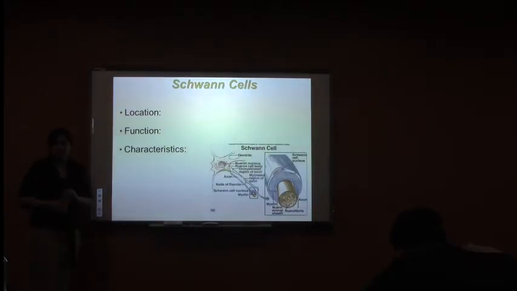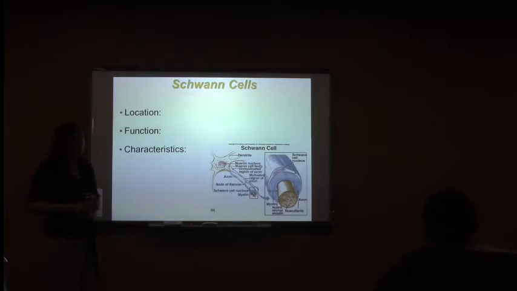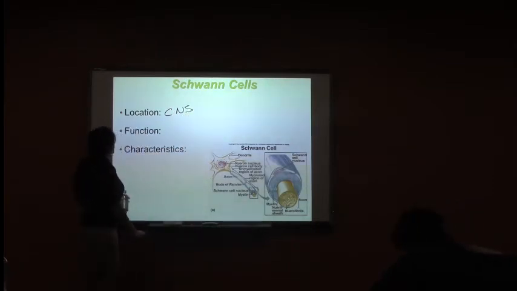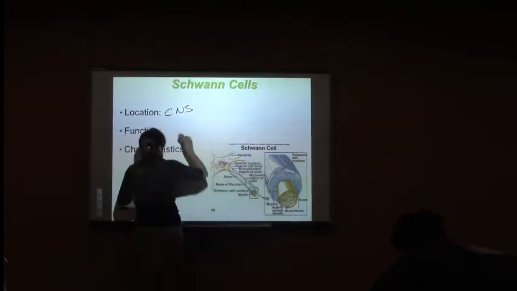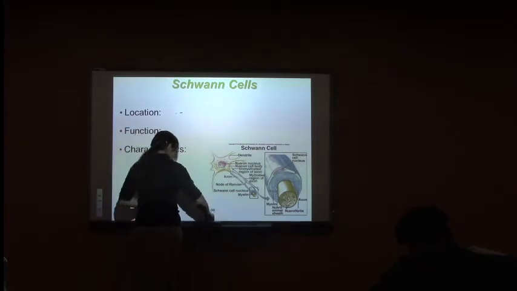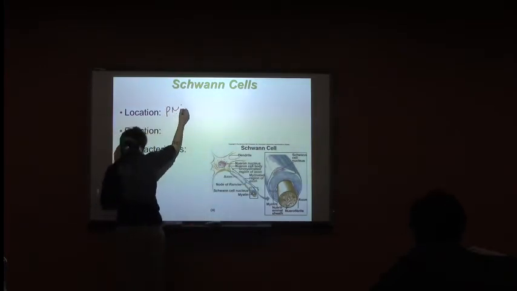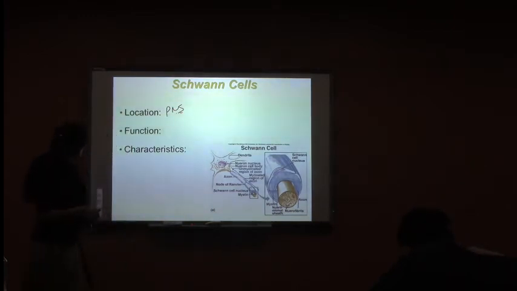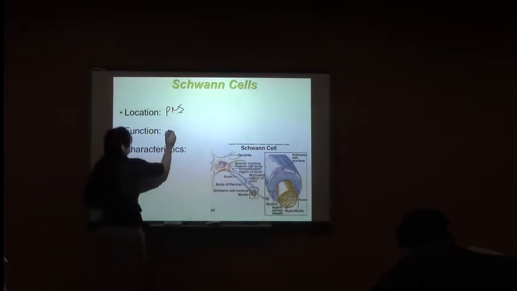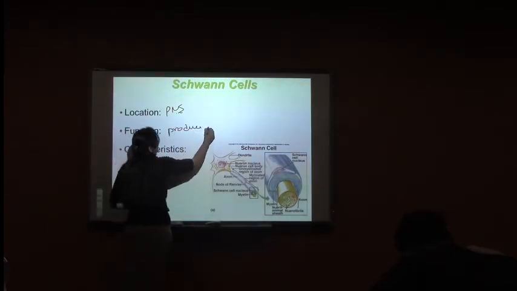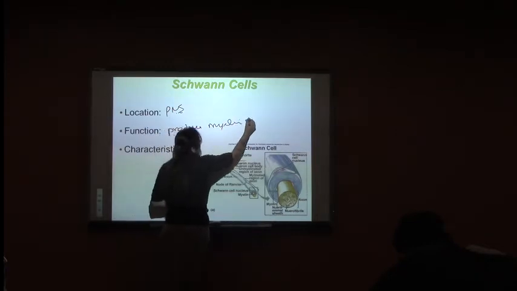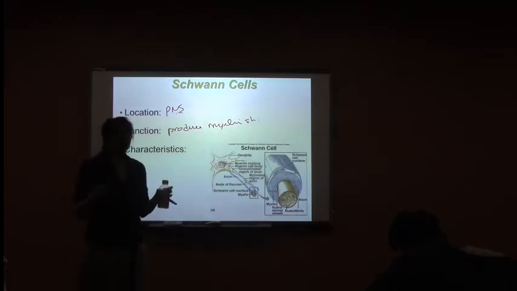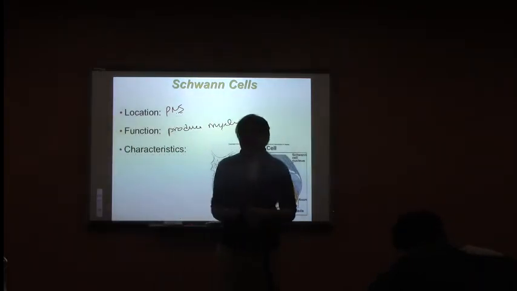Now Schwann cell. Location, CNS. Oh, sorry. Peripheral nervous system. Function is to produce myelin sheet. So oligodendrocyte and Schwann cell basically have the same function, but they're located in two different areas.